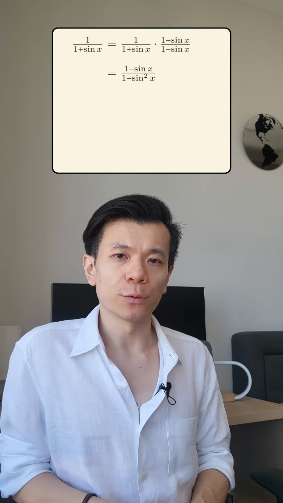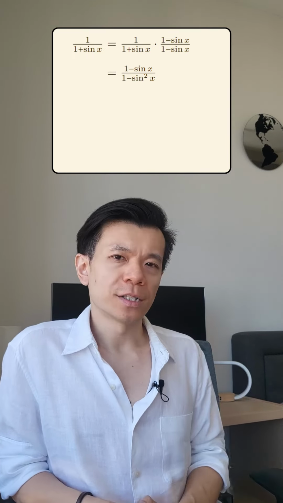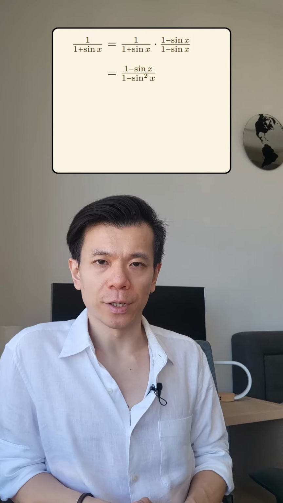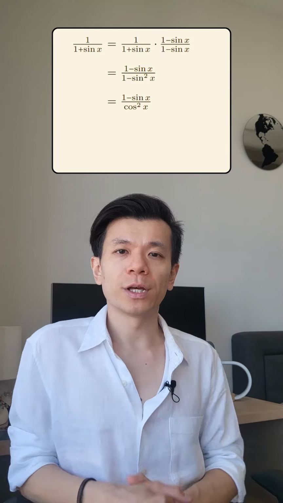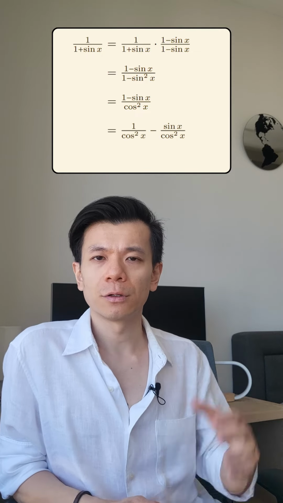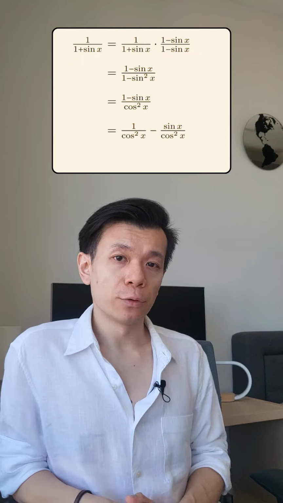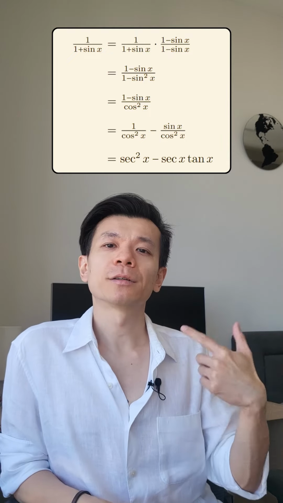Doing so and simplifying, we get 1 minus sine x over 1 minus sine squared x. Notice 1 minus sine squared x is actually just cosine squared x from the Pythagorean identities. Now we have 1 minus sine x over cosine squared x, but we can split this into two fractions: 1 over cosine squared minus sine over cosine squared. And notice these can now be rewritten as secant squared minus secant tangent.